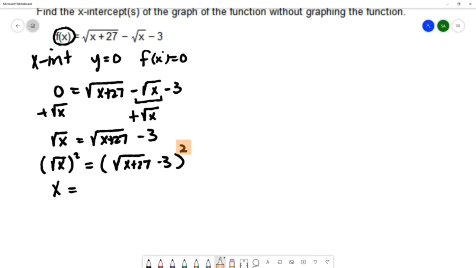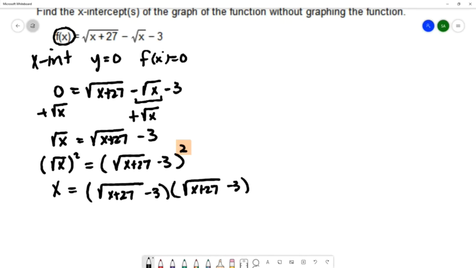When we square something, we multiply that base twice. So we're going to multiply square root of x plus 27 minus 3 times square root of x plus 27 minus 3. So we want to multiply this out. We'll multiply the first 2 terms together, then we'll multiply the outside 2 terms, then we'll multiply the inside 2 terms, then we'll multiply the last 2 terms.